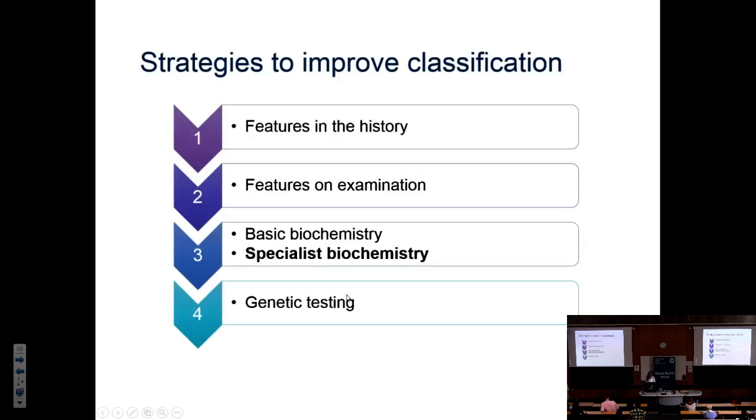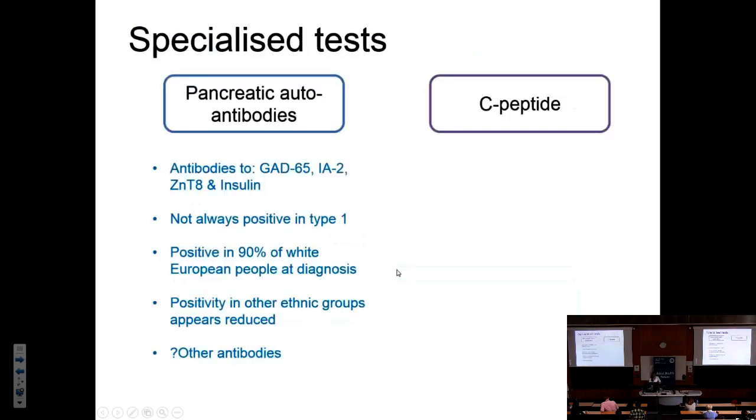So how can we improve classification if the clinical criteria are insensitive? Well, I'm going to focus mostly on the specialist biochemistry tests that are mentioned in point 3. Now, there are 2 real specialised tests that we would do in clinic. I've mentioned the antibodies already, and I've put the names there: GAD65, IA2, zinc transporter, and insulin. Those are the 4 antibodies that we can currently measure.